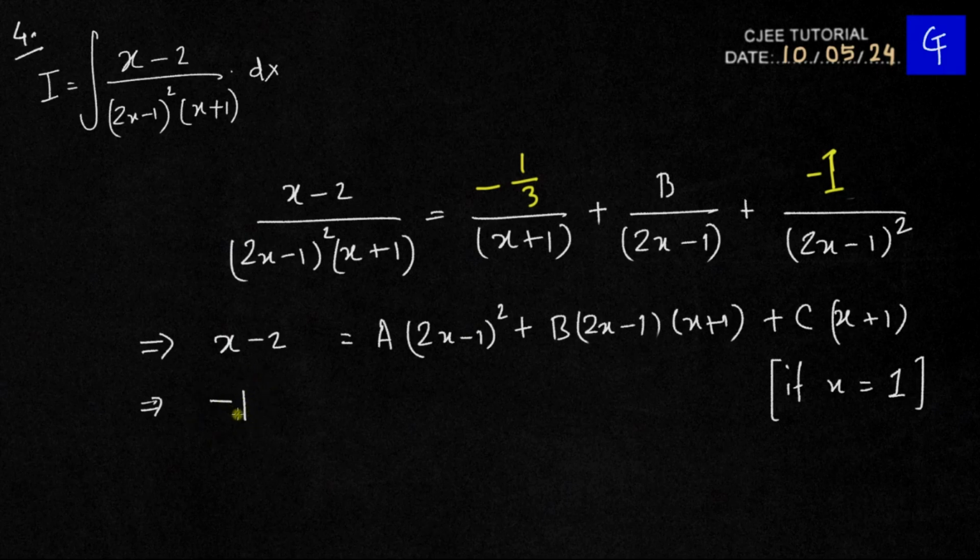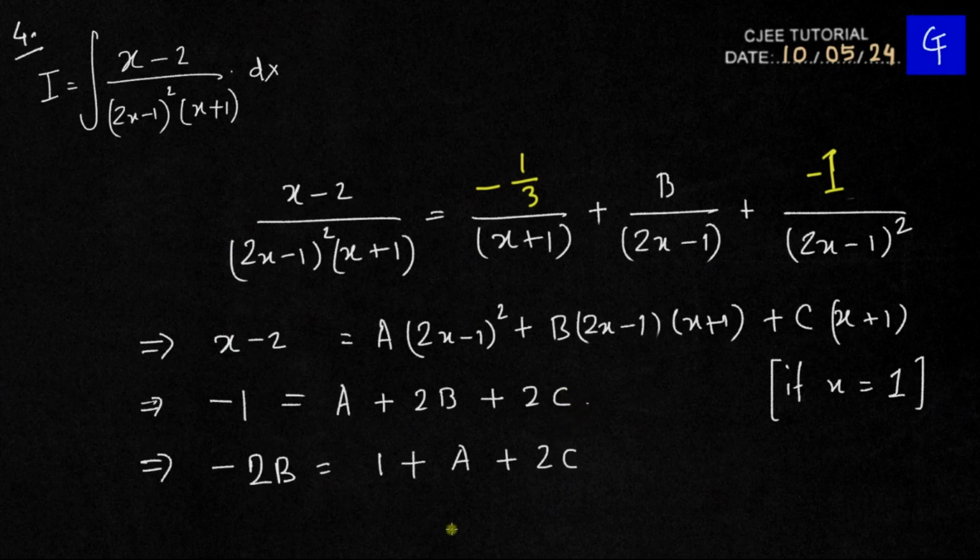Now what we have on the left hand side is negative 1, and this is actually a plus 2b plus 2c, I think. So negative 2b equals 1 plus a plus 2c. But we know the values of a and c. So what is a? A is negative 1 by 3, and c is negative 1. So this is actually negative 2. So if we simplify the right hand side, we get b is equal to 2 by 3.